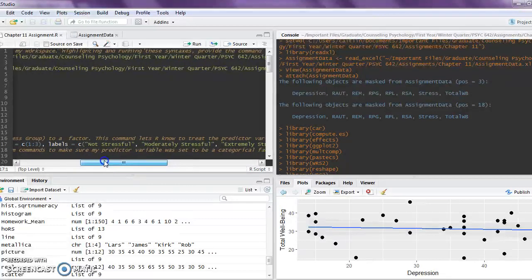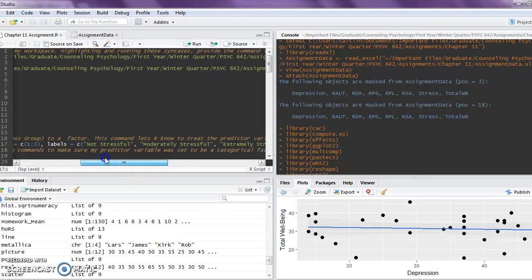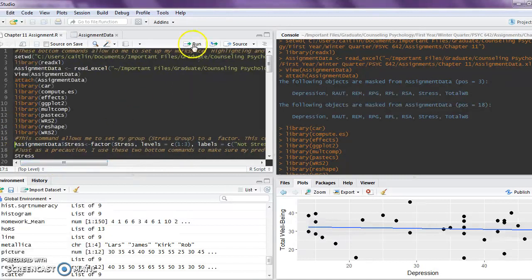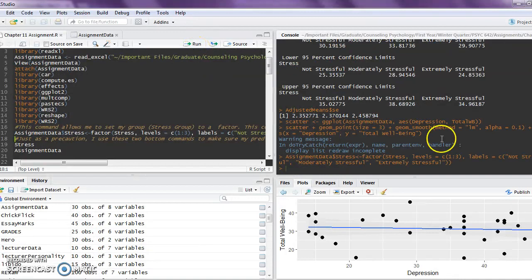So here you see that I'm labeling 1, 2, and 3 as not stressful, moderately stressful, and extremely stressful. So we're going to run that. Oh, I just said I wasn't going to run it. Oh, well. Now I have to run this stuff.